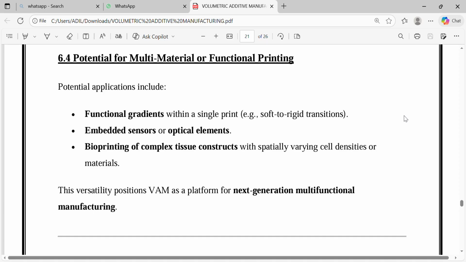Bioprinting of complex tissue constructs is a promising application of WAM. It enables the creation of complex tissue structures, integration of multiple cell types, customized designs, and potential for tissue engineering and regenerative medicine applications.